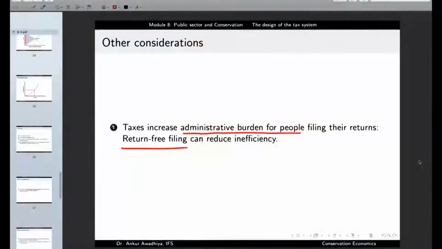What if the banks had asked you to keep a note of all the transactions that you are doing and then pay them an interest on those transactions? It would have become an extremely difficult task for most people. And similar is the case of taxes. So filing of taxes creates an administrative burden which increases the inefficiency in the society, because that time and effort could have been used for certain productive purposes. So when the government is designing a tax system, one option is return-free filing, which would increase the efficiency of the whole process.